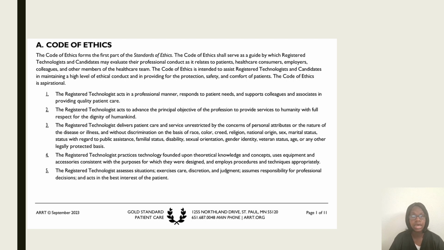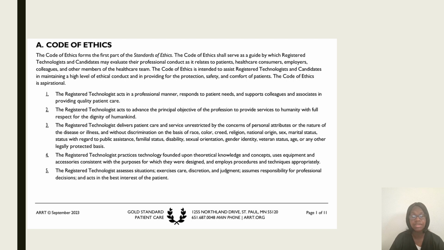We cannot use a patient's race, their sex, whether female or male, who they are married to, who they aren't married to, their sexual orientation, disability, or age against them in order to not perform the duties we have to perform. If someone has a disease or illness, we are still supposed to take care of the patient. We cannot say, let's say this patient has TB, or COVID, or hepatitis, I'm not doing their x-ray because I don't want to get sick. You cannot do that. You have to still take care of all patients, regardless of who they are or what condition they have.